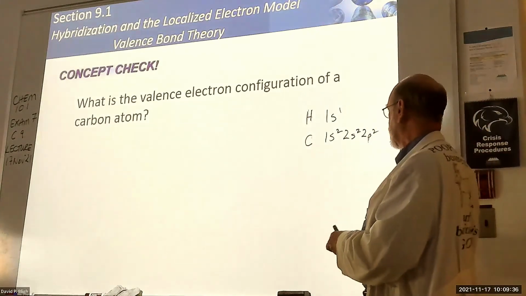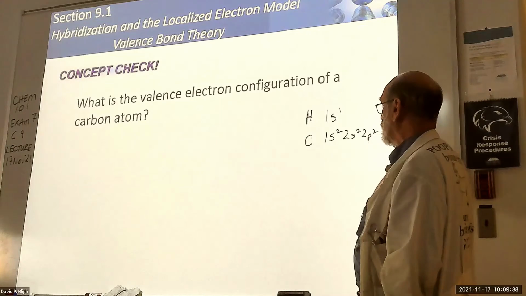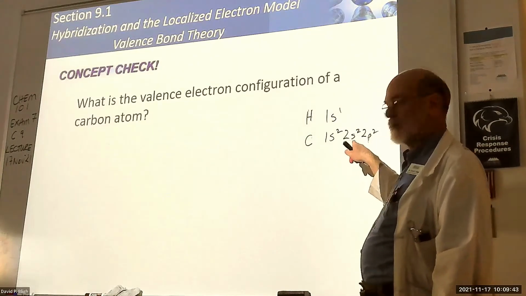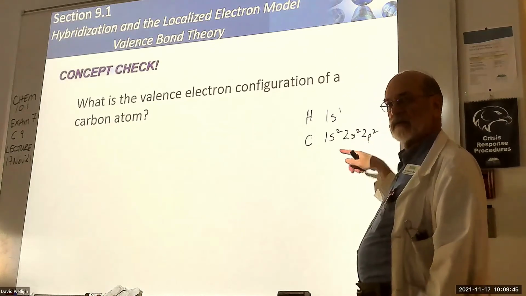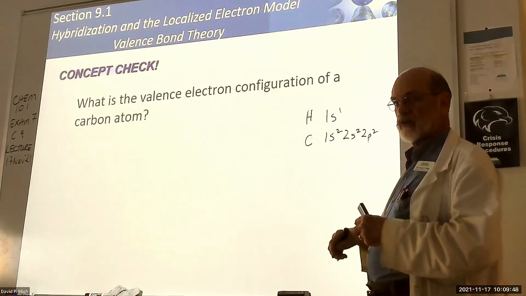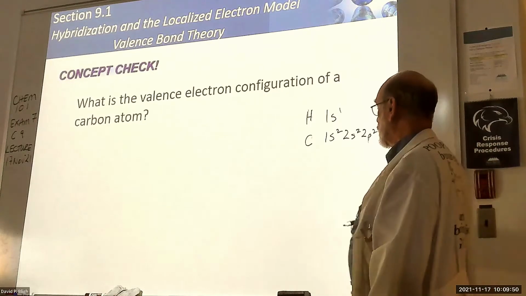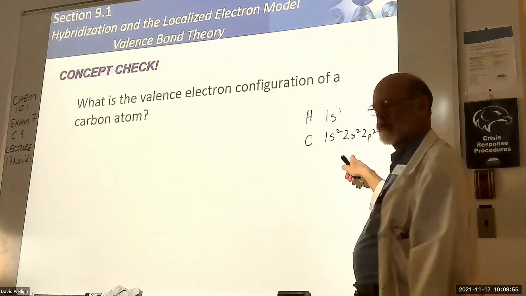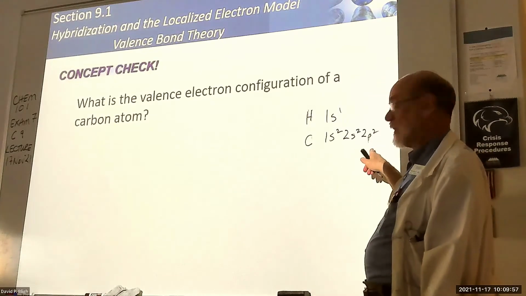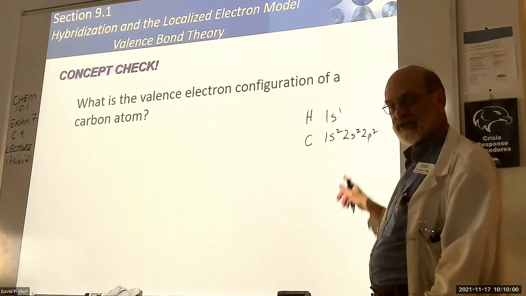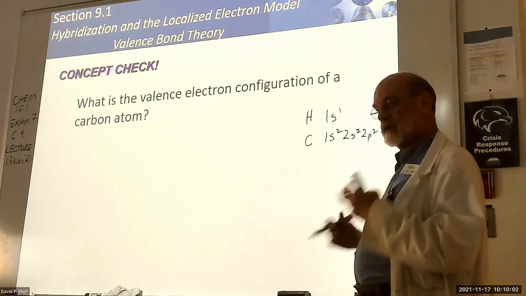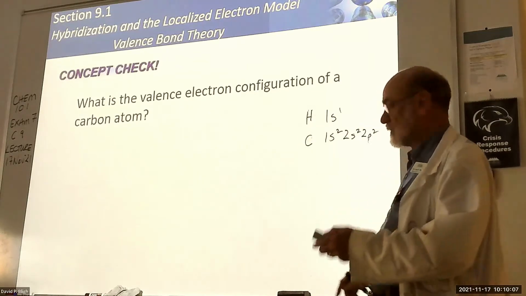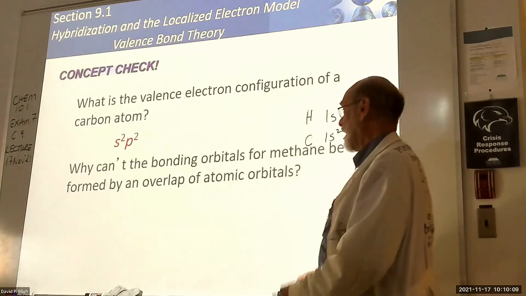See, the problem here is that the s orbitals are spherical, p orbitals are dumbbell-shaped and point along the x, y, and z axes. So if you overlap two of these, say the s orbitals, you get one configuration. If you overlap the other two, you get a different configuration, different bond angles, a different shape based upon the overlap of atomic orbitals. So that's the problem.